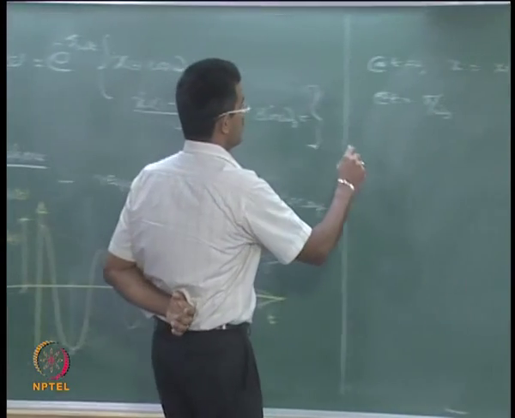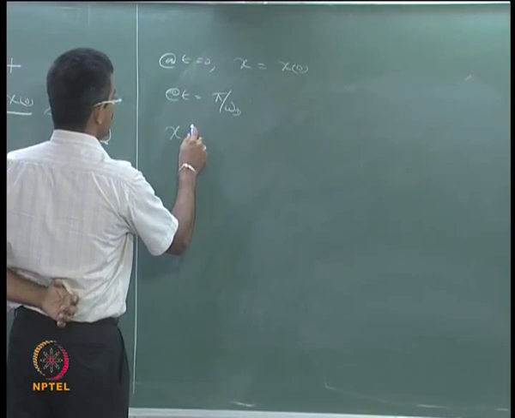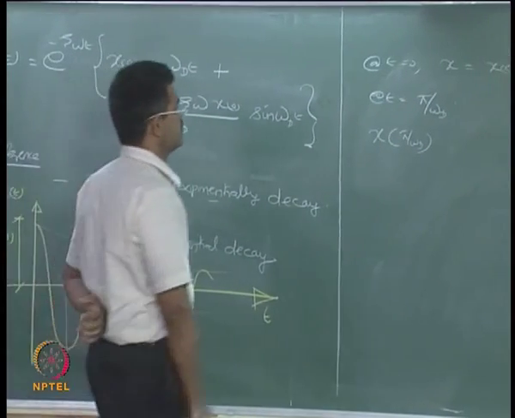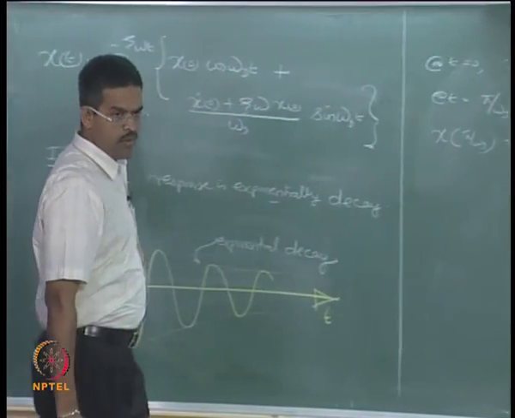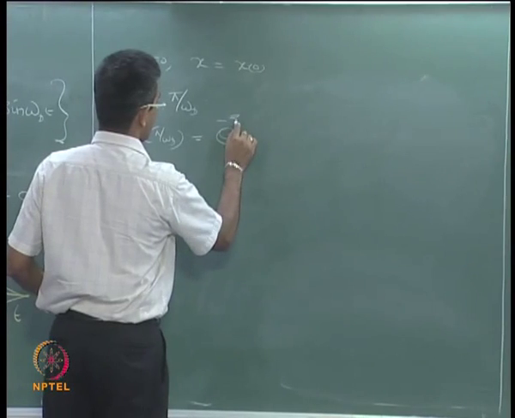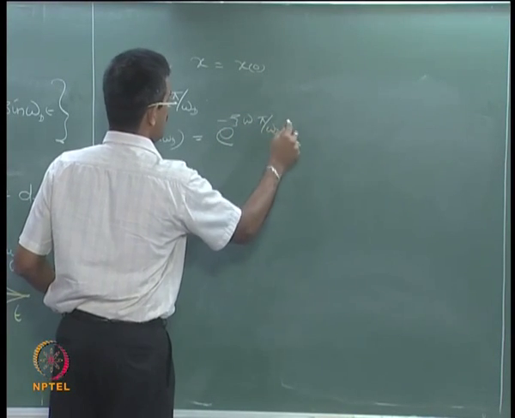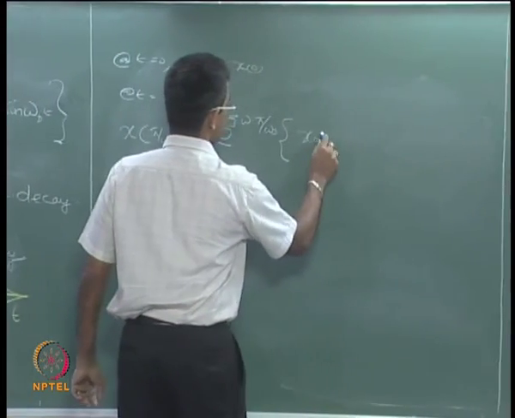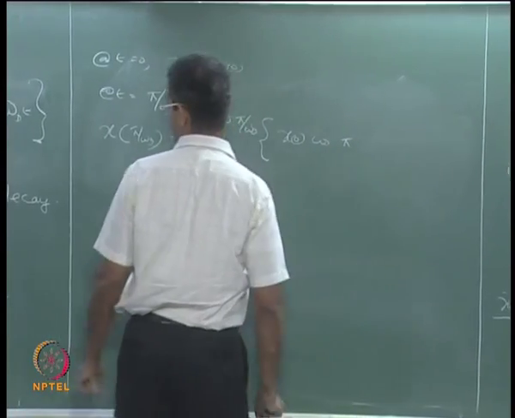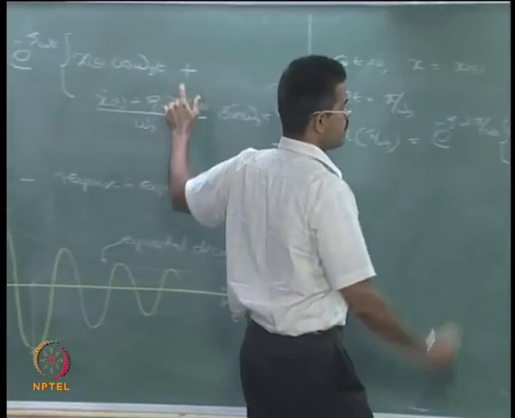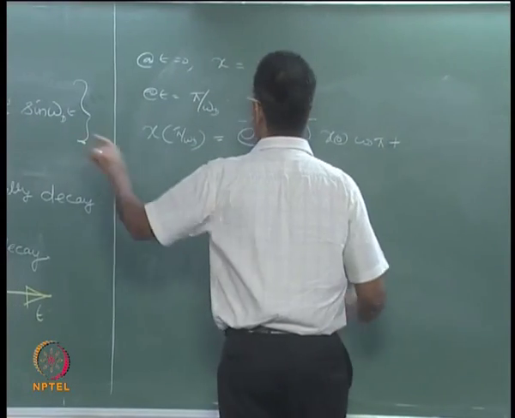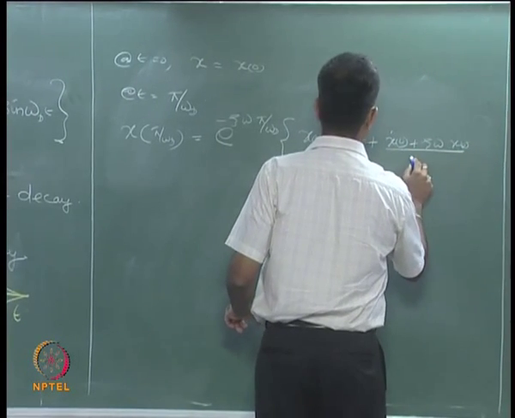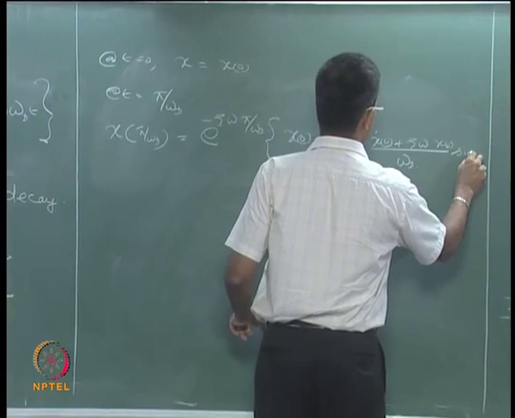So, I will start with x of pi by omega d, that is x at t, is given by e to the power of minus zeta omega pi by omega d, x 0 cos pi, because omega d and omega d will go away, plus x dot 0 plus zeta omega x 0 by omega d sin of pi.